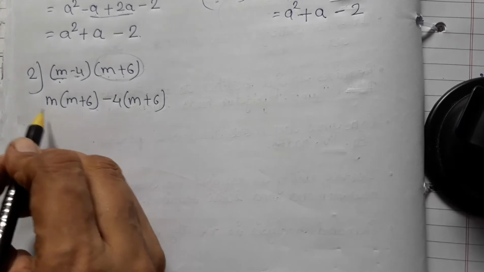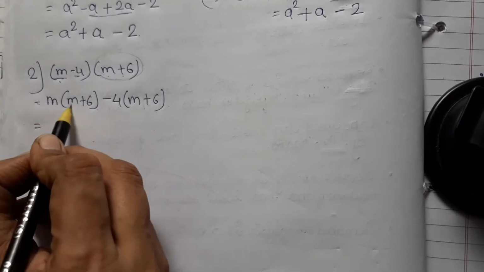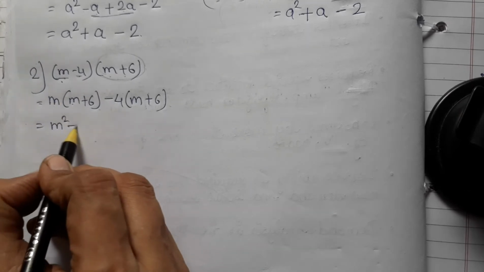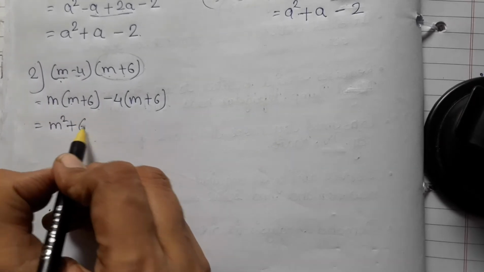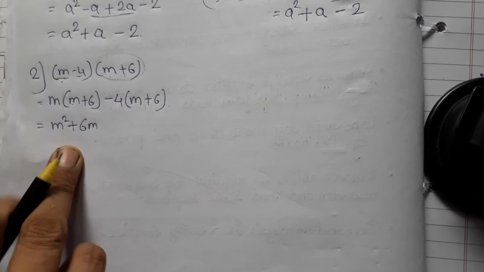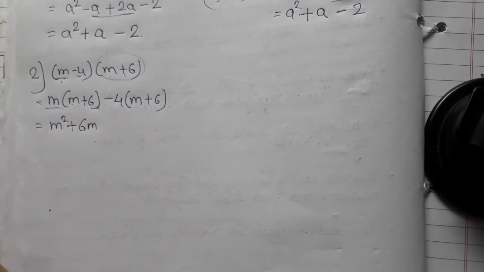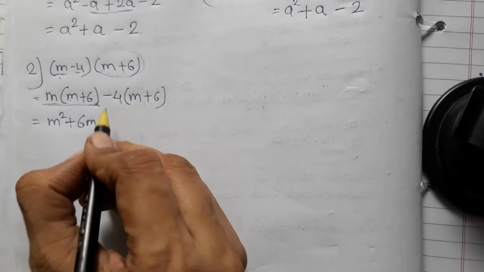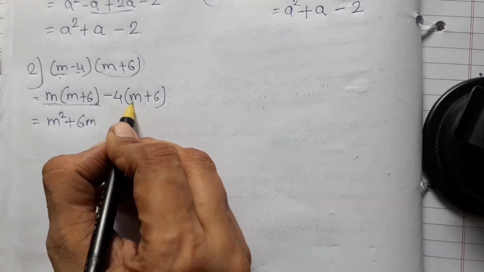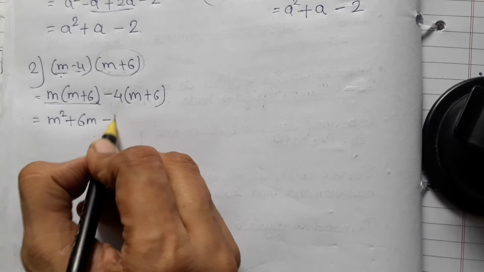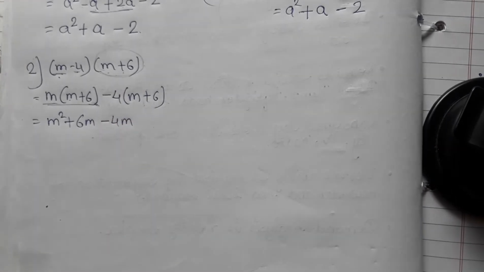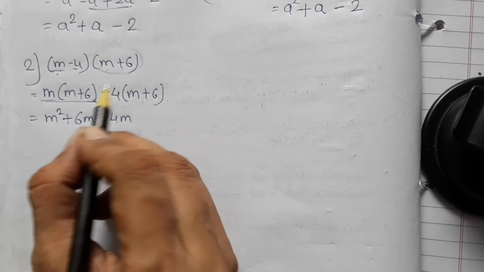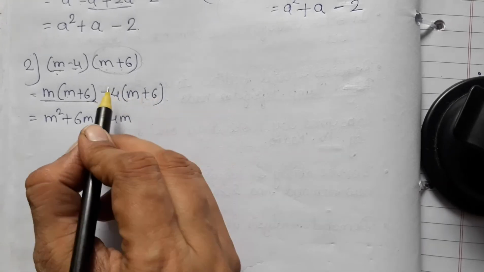Now let's multiply. m into m, m², plus m into 6, 6m. Okay, this is done. Now minus 4 multiplied by m, minus 4m. Minus 4 multiplied by plus 6. So first you have to multiply the number, then multiply the sign.